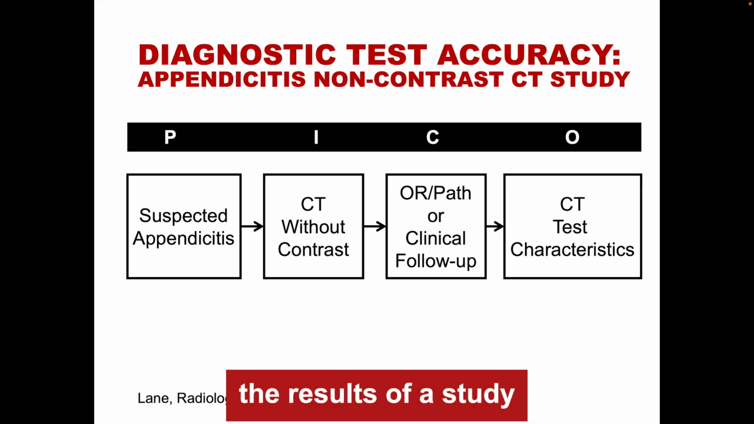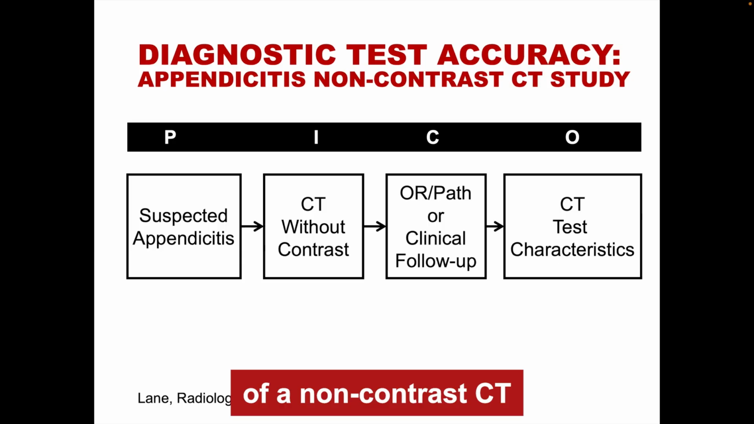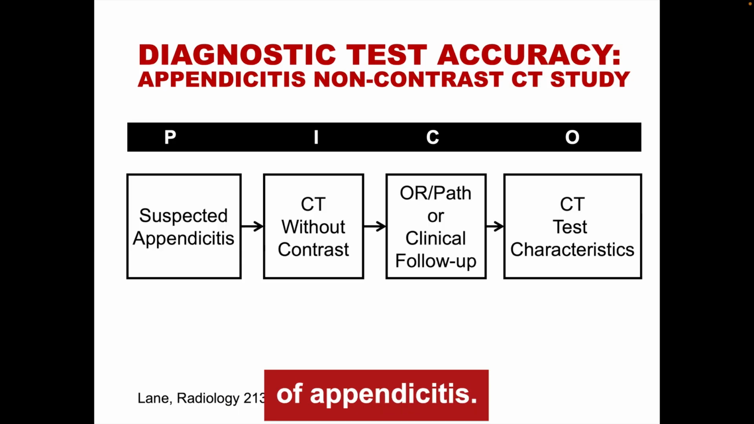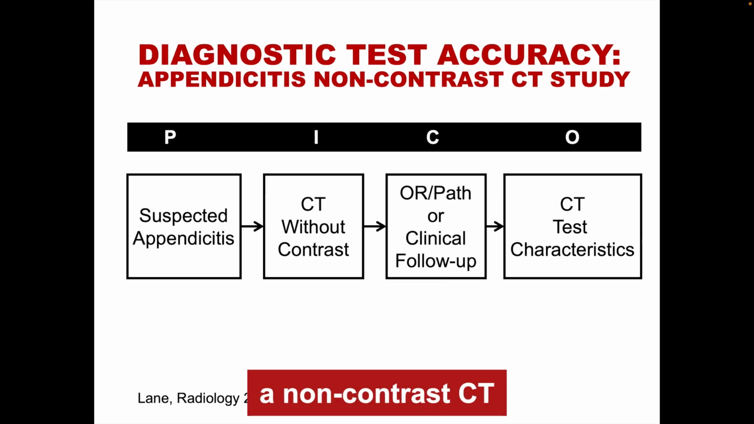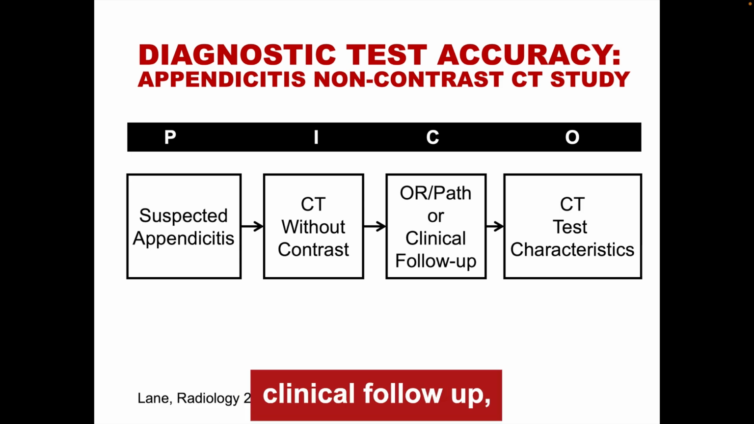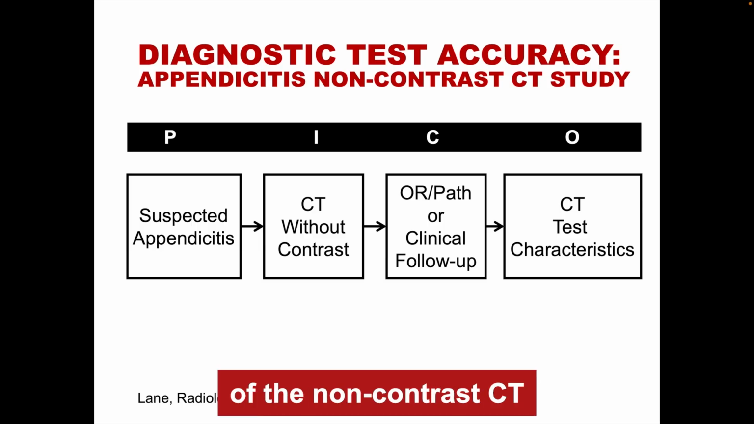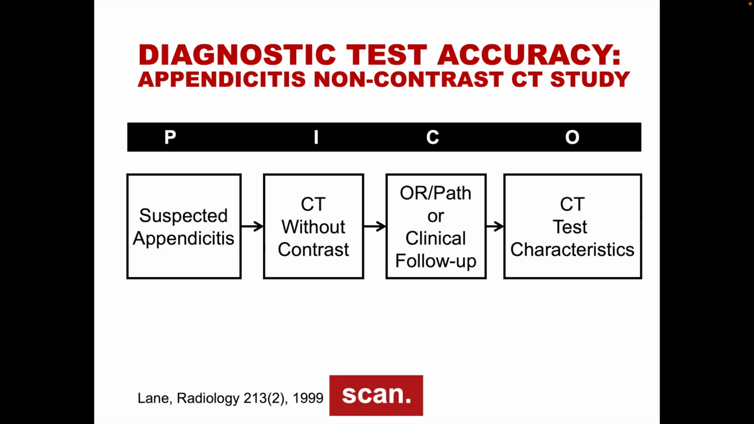We will use the results of a study conducted by Lane analyzing the accuracy of a non-contrast CT scan of the abdomen and pelvis in the identification of appendicitis. The population is primarily adult patients with suspected appendicitis. The intervention is a non-contrast CT scan of the abdomen and pelvis. The criterion or reference standard is the operative report, pathology report, or clinical follow-up. And the outcomes are the test characteristics of the non-contrast CT scan.